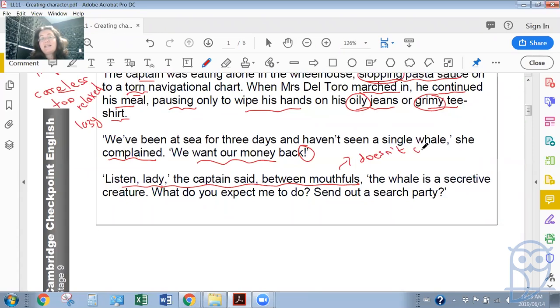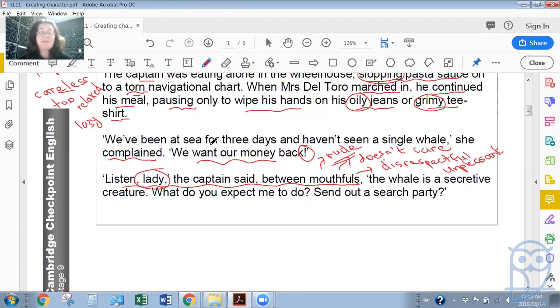He's eating as he speaks, which means he is very, I'm looking for a specific word. He is very disrespectful. Good, yes, he's disrespectful. And unpleasant, you're right. Mannerless, yes, all of those. He's got no manners. He's disrespectful. In fact, he is plain old rude, isn't he? He's rude. Listen, lady, he doesn't even know her name.